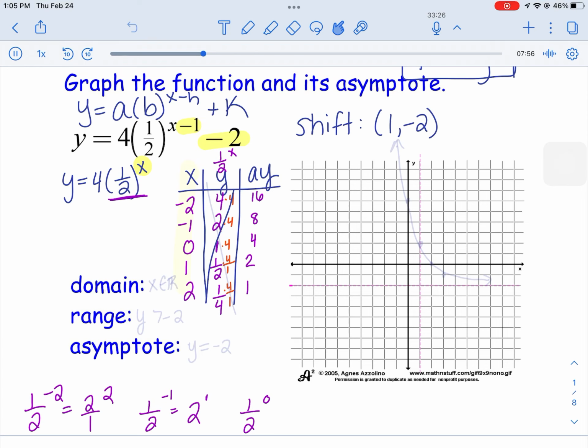And then we cross out the middle column and we graph, but we have to graph from our shift, which I haven't graphed yet. So 1, negative 2 is to the right 1, and then down 2, and then graphing each of these points in the first and last column from this shift. So negative 2, 16 is way off my graph, but negative 1, 8, 0, 4, 1, 2, 2, 1.